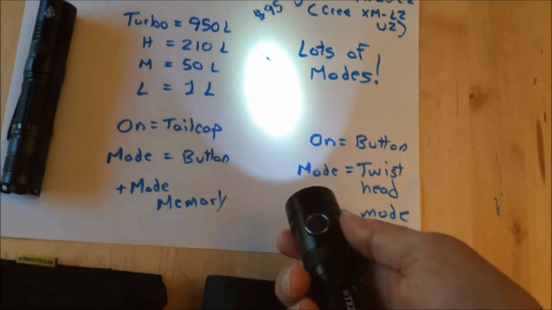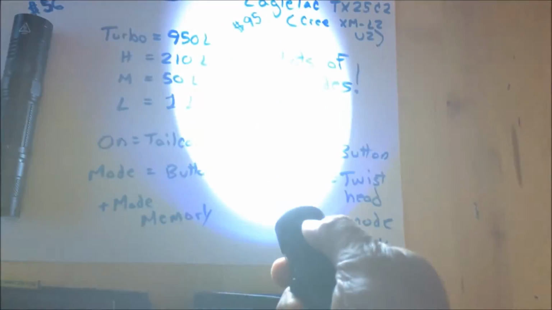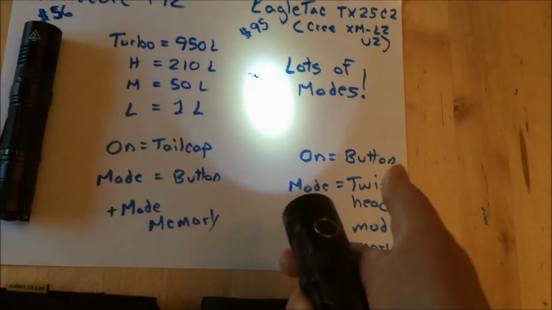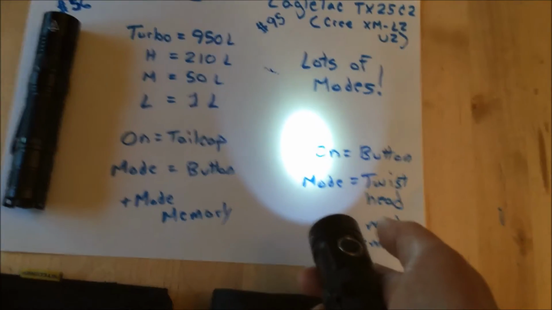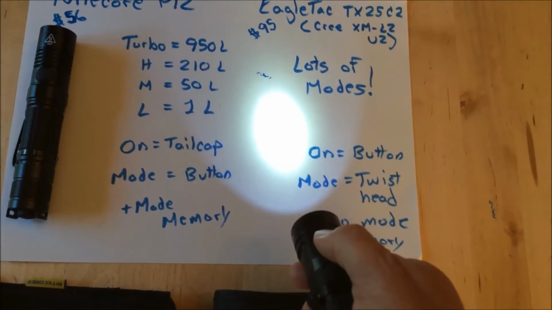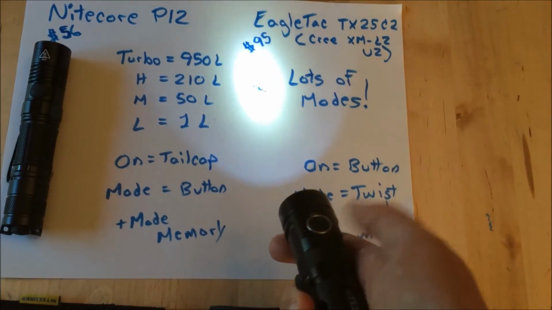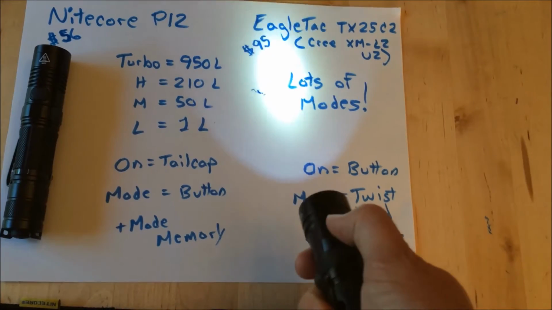I can enter a momentary high output mode by pressing and holding down on this button. When I release, I go back to the normal mode. I can enter strobe by double clicking on this. And I'll stay in strobe as long as my finger is on the button.